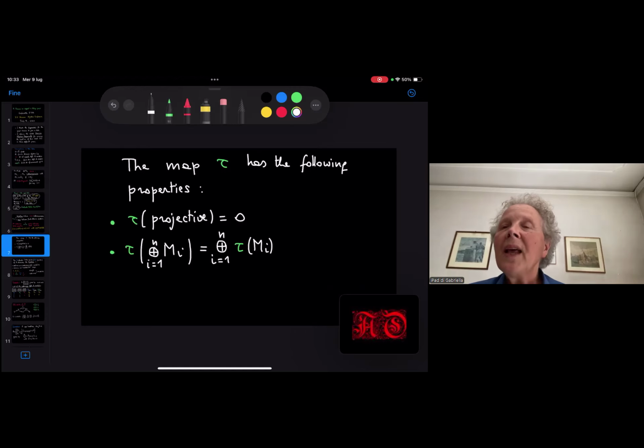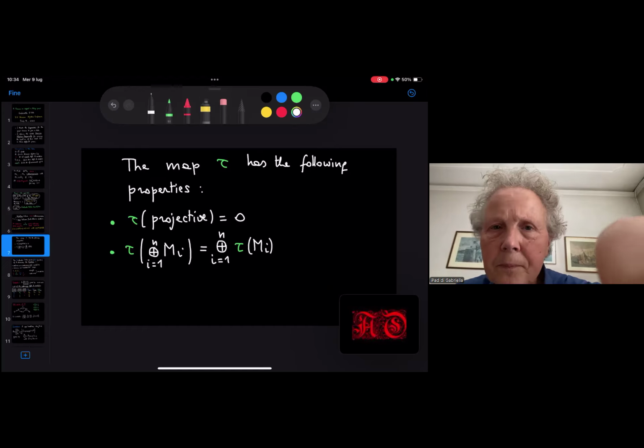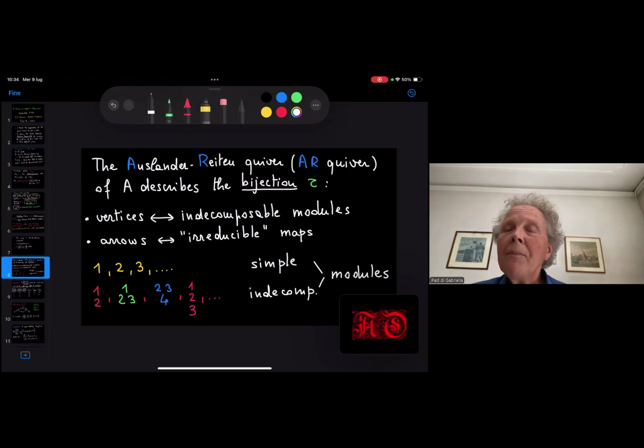The map tau has the following properties. Tau of any projective module is the zero module. And the action of tau on a direct sum of indecomposable modules M1, M2, and N is the direct sum of the images of M1, M2, and N under the map tau. The bijection tau is described by a usually very large quiver, which is called the Auslander-Reiten quiver, denoted by AR in the following.